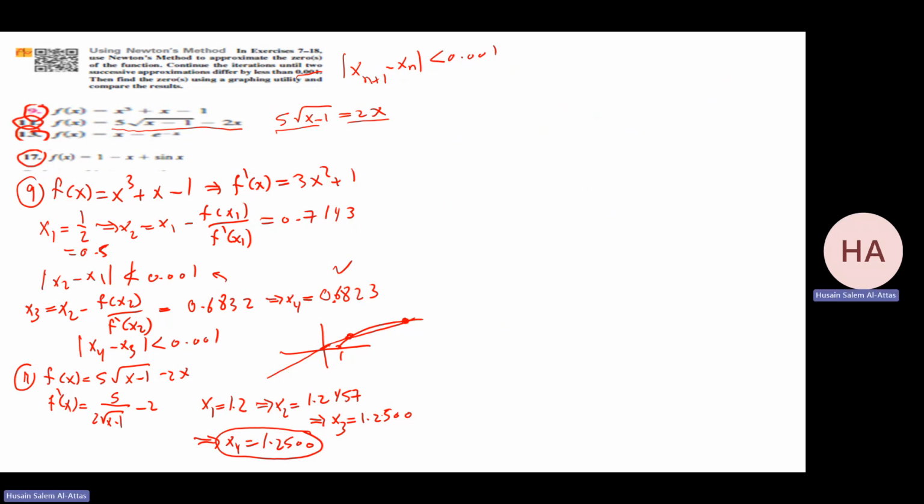Also, another one: to find the second zero, if I choose x1 equal 5, what will you get? You will get the answer. So I have x2 equal 5.